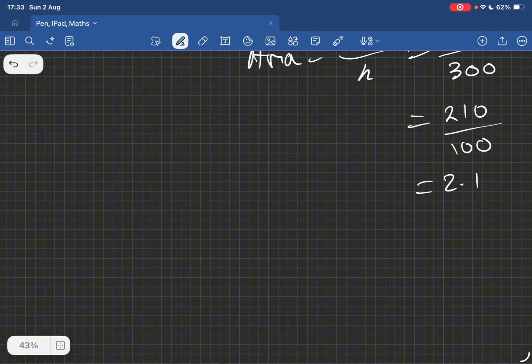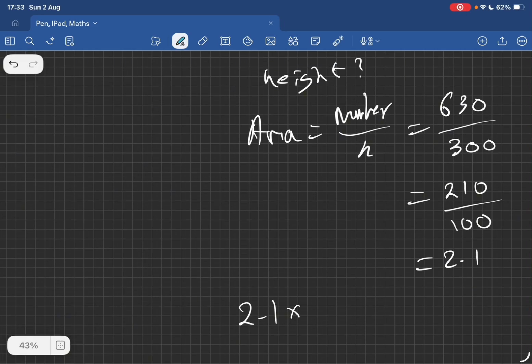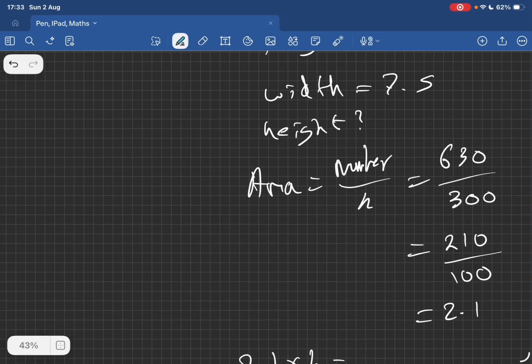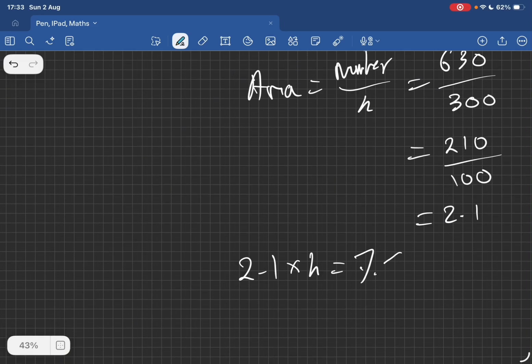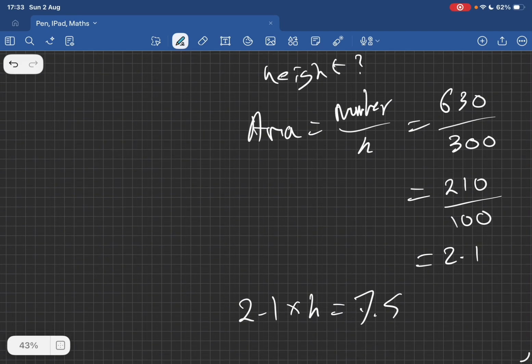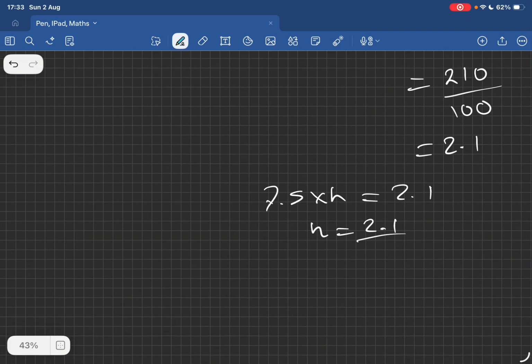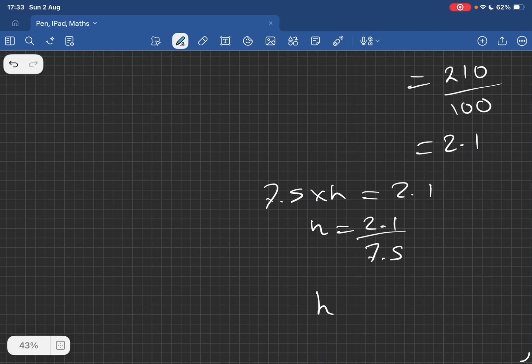Now 2.1 times height is going to give us 7.5. No, that is completely wrong. 7.5 times height is going to give us this area, so height is going to be 2.1 divided by 7.5. So our height is going to be 0.28.